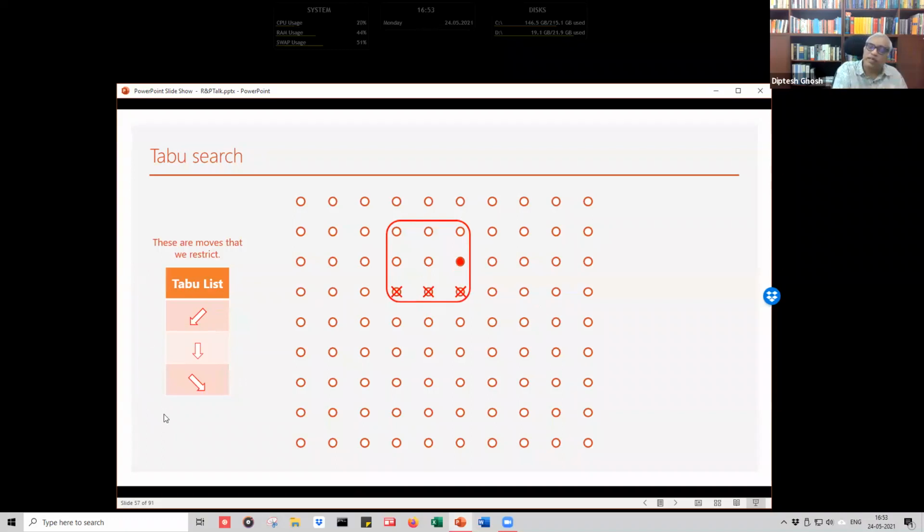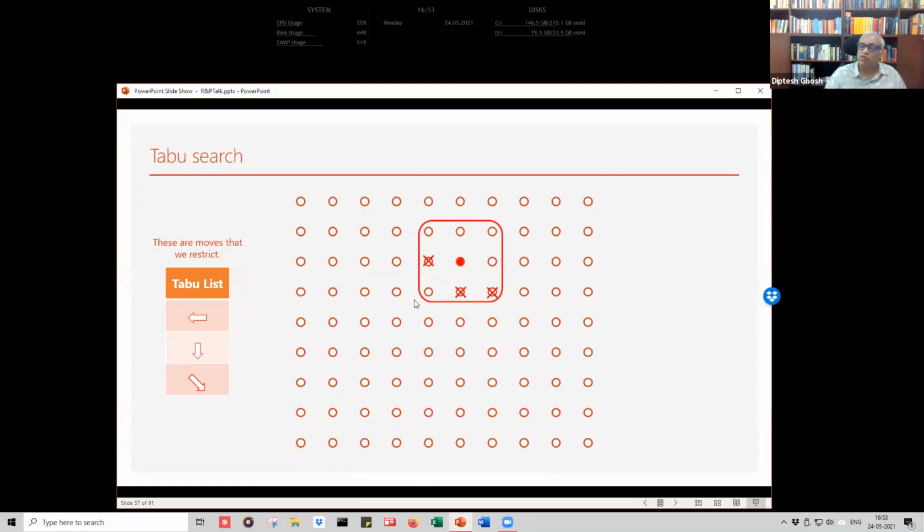I had only 3 things that I could mark taboo. So what I do is take the oldest taboo restriction, remove it, and add the new taboo restriction. So my taboo list changes. When my taboo list changes, I move here, and then I see that this move is taboo, this move is taboo, this move is taboo. So these 3 solutions are taboo.